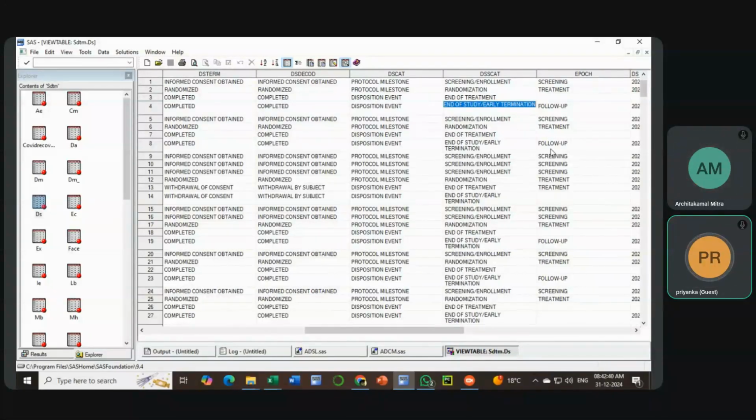Within protocol milestone, what are the two subcategories? Screening and randomization. That comes under DSSCAT. Within screening enrollment, informed consent was obtained. Within randomized, patients were randomized. Then end of treatment, which includes people who have completed. Again within end of treatment, there is another thing: withdrawal by subject, meaning the subject has withdrawn. These are further categories which are classified into.